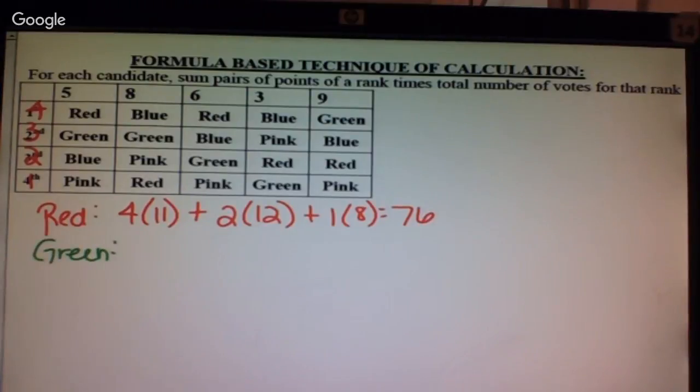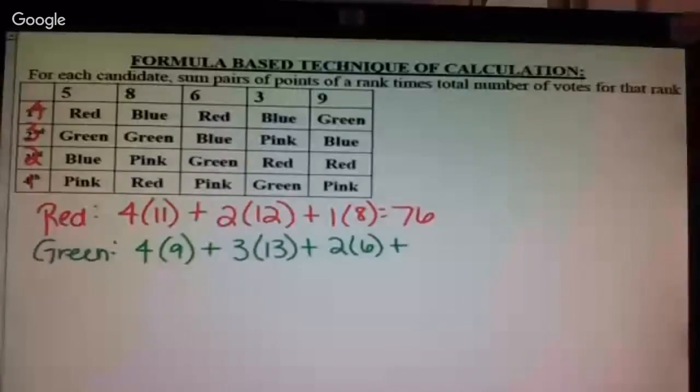So now we're going to look at green. How many times did green come in first place? 9. So they get 4 points for each time they came in first place. How many times did they come in second? 13. So they get 3 points 13 times. How many times did they come in third? And how many times did they come in last? 3 times. So they get 1 point for every time they come in last.